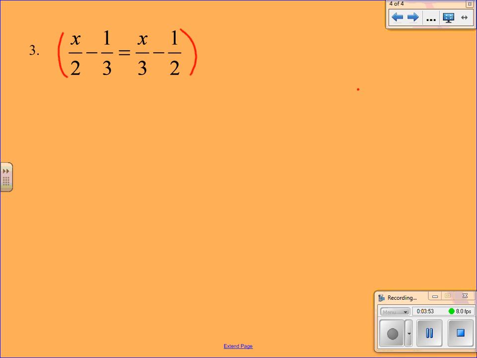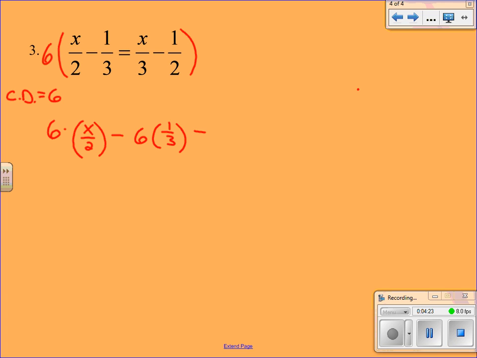So put parentheses around the whole equation. Note that the common denominator between 2 and 3 would be 6. So we're going to put a 6 outside the parentheses. And all we're going to do is distribute the 6 to each part of the equation. And you can even write this out. So you could write down 6 times x over 2, and then bring down your minus sign, and then do 6 times 1/3.